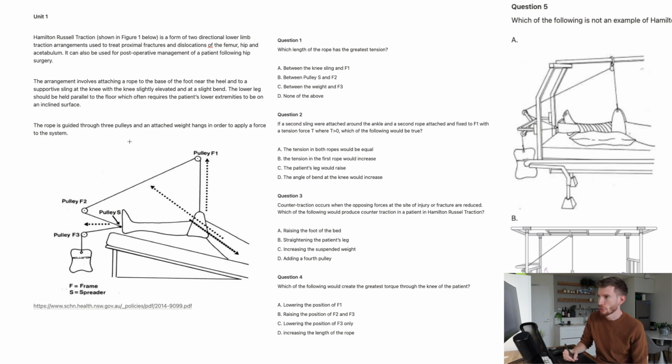The rope is guided through 3 pulleys and then attached, and an attached weight hangs in order to apply force to the system. So we can see we've got pulleys F1, F2, and F3, and then we've also got a pulley here, I guess I should have actually said 4, which is attached through to the base of the foot as well. And then we've got this supportive sling around the knee, holding everything up in place.